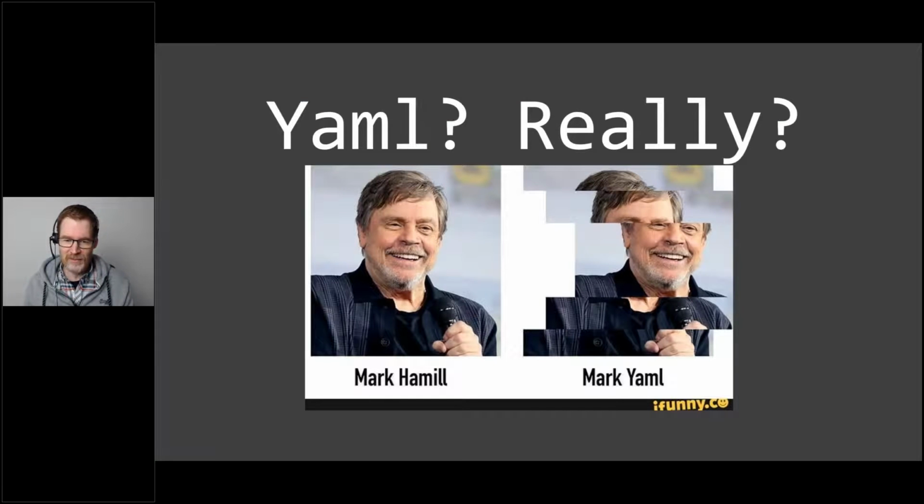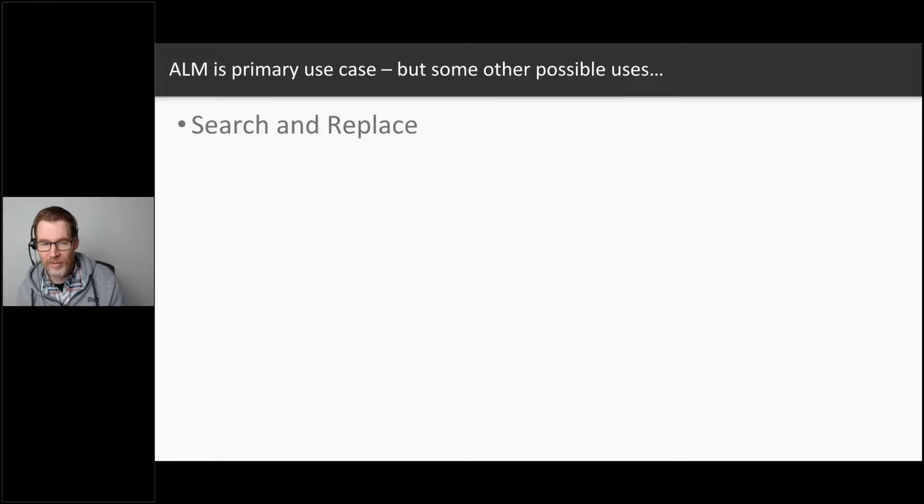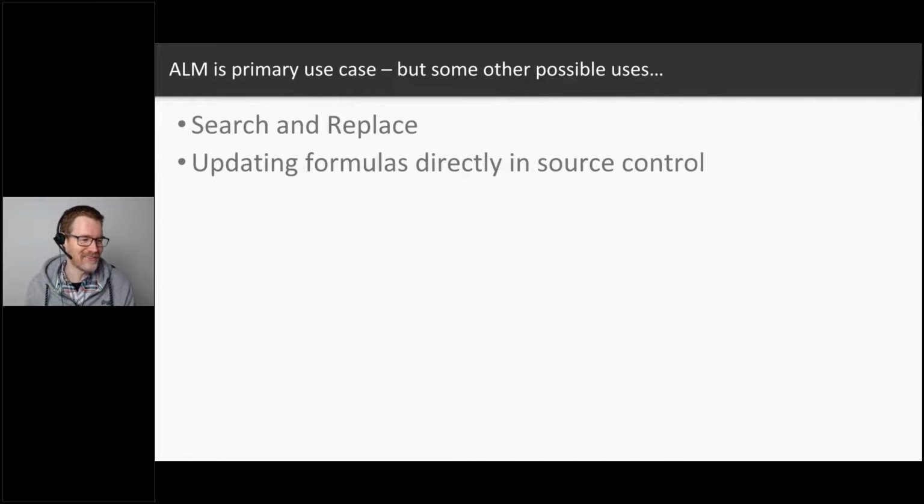So what's the big deal then, really? Because obviously ALM is I think the primary focus. You can do other things like search and replace. So if, for example, suddenly we don't talk about tasks anymore, we talk about activities, well, I could do a search and replace and change all of the instances of tasks to be activities, obviously being careful what you did in the search and replace. If you knew exactly what you needed to change, you could make that change directly in source control and change the formula as you wanted to, and then deploy that, and then you know that formula has been changed.